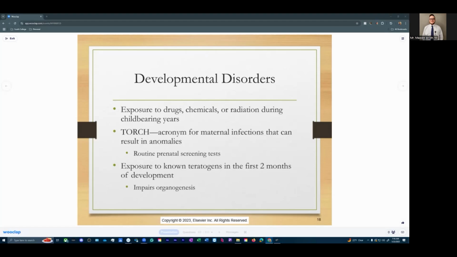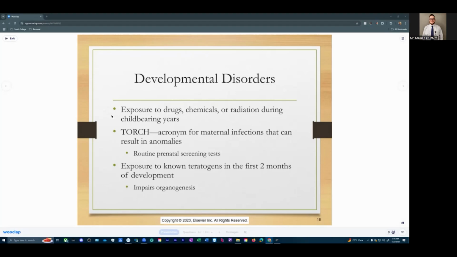And then overall, kind of rounding out developmental disorders, these would be more in line with those other factors for women to avoid: things in their environment, drugs, chemicals, radiation. TORCH is an acronym for maternal infections that can result in congenital anomalies. So that's what we do prenatal screening for.